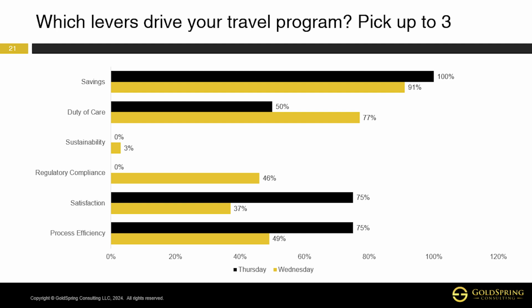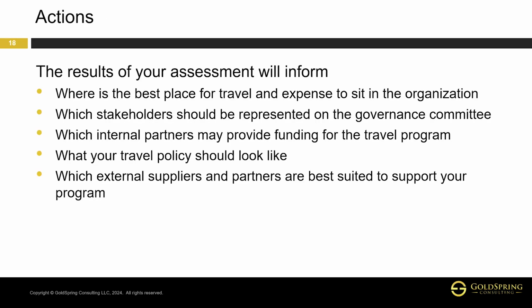Again, your key stakeholders there may be IT as well. They tend to have larger budgets than the travel program, so leverage those guys. The results of this assessment will inform you where is the best place for travel and expense to sit in the organization, which stakeholders you should have represented on the governance committee, which internal partners may even help you by providing funding for the travel program.